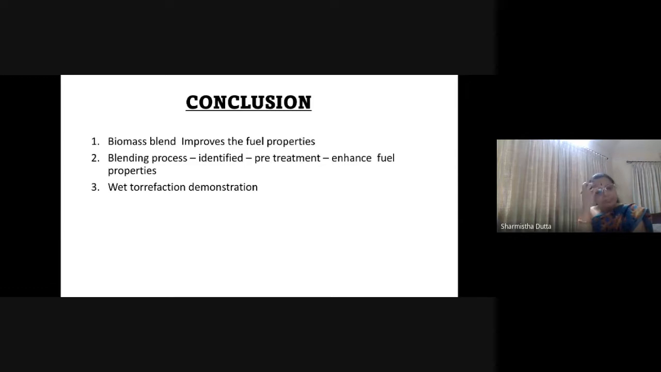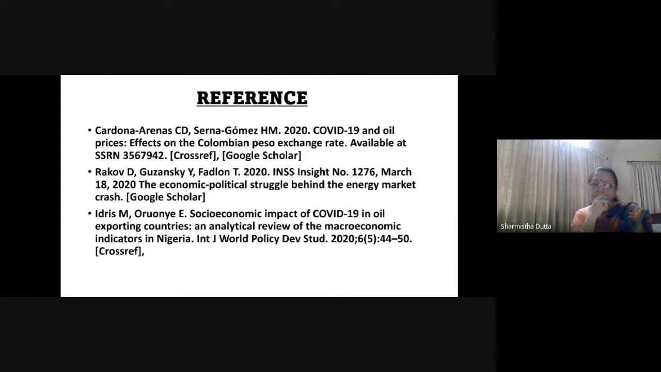In conclusion, the result shows that biomass blends improve the fuel properties, and the blending process could be identified as a form of pretreatment to enhance the fuel properties. Wet torrefaction has already demonstrated high potential to convert a wide range of biomass, with emphasis on biomass with a higher moisture content, to energy dense solid biofuel. In this way, biomass waste can be used as a biofuel for future generations to reduce the carbon footprint in the atmosphere. These are some of the references.